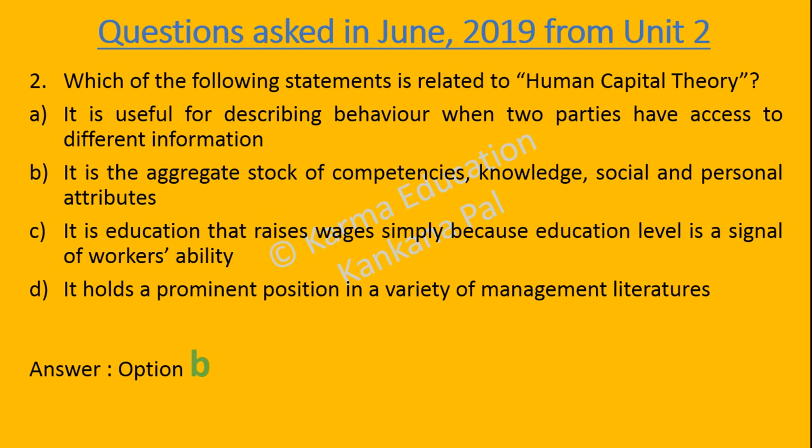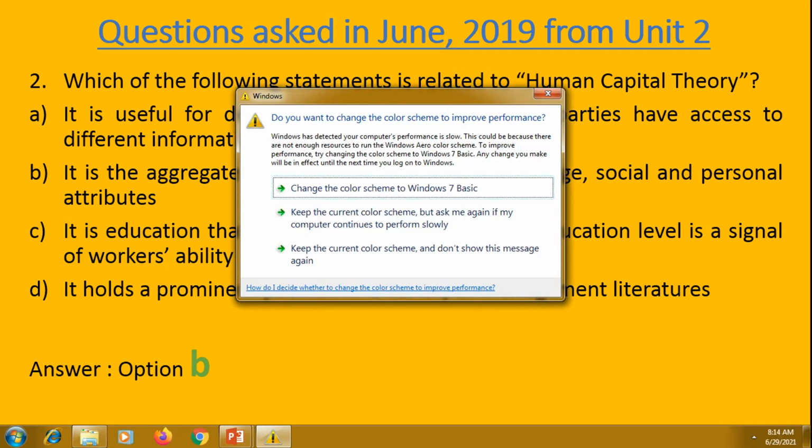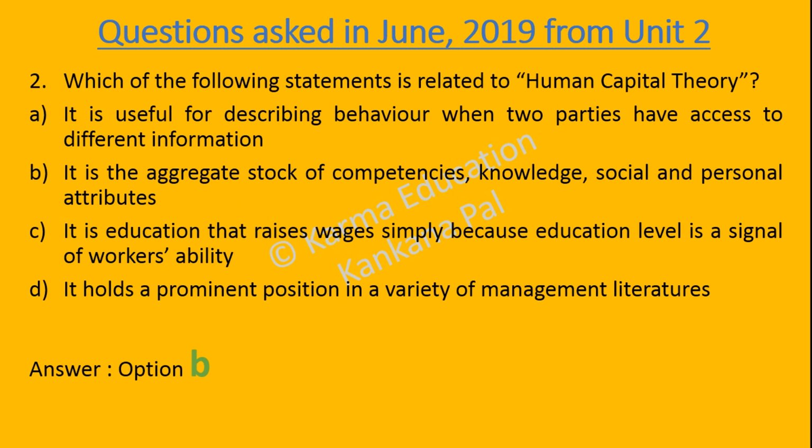So, what is human capital? Human capital theory talks about the competencies, knowledge, social and personal attributes, including creativity, ability to perform, so as to produce economic value. So, as per the given options in the question, the right answer will be the option B. It is the aggregate stock of competencies, knowledge, social and personal attributes.